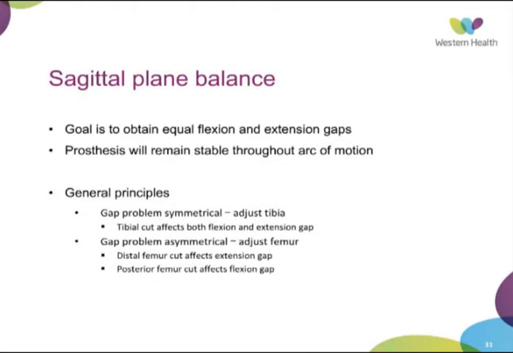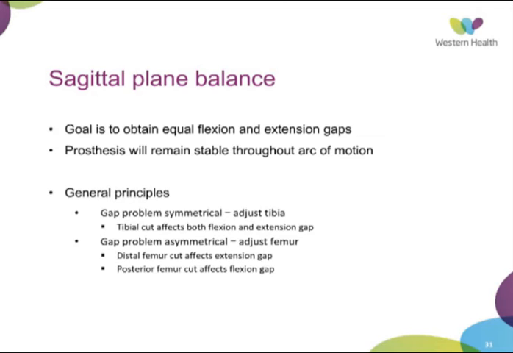Sagittal plane balancing is we want to obtain equal flexion and extension gaps so that the prosthesis is balanced and stable throughout the arc of motion. And to do this, we need to consider what articulates in extension and in flexion. Obviously, the tibial plateau will articulate throughout the range of motion, but in the femur, the articulation goes from the distal femur to the posterior condyles.